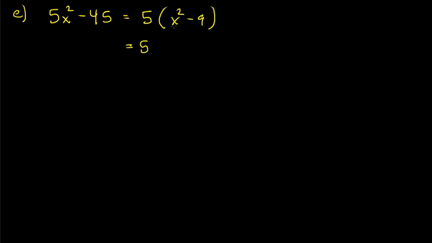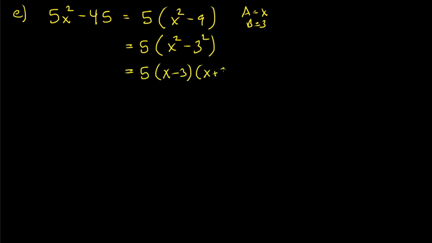And now, x squared minus 9, well, this is also the difference of two perfect squares. 9 is just 3 times 3, right? So a is x, and b is 3. So for a squared minus b squared, it's just a minus b times a plus b. Or in this case, x minus 3 times x plus 3.